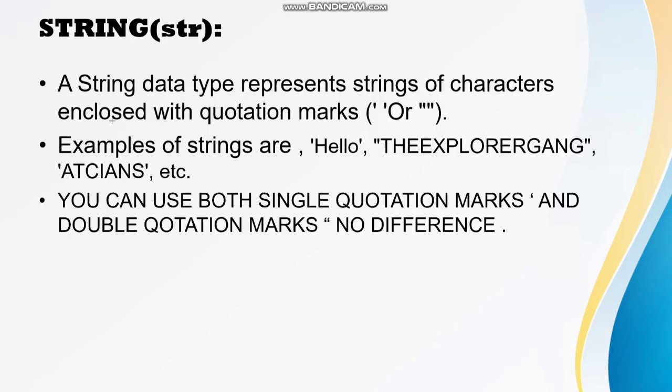Now talking about a string. The symbol for strings is str. A string data type represents strings of characters enclosed within quotation marks. These are the two kinds of quotation marks, double quotation mark and single quotation mark. Examples of strings are 'hello' enclosed in single quotation marks, "Explorer gang" in double quotation marks, 'ATCNs' in single quotation marks, etc. You can use both single and double quotation marks. There is no difference, there will be no impact of that.